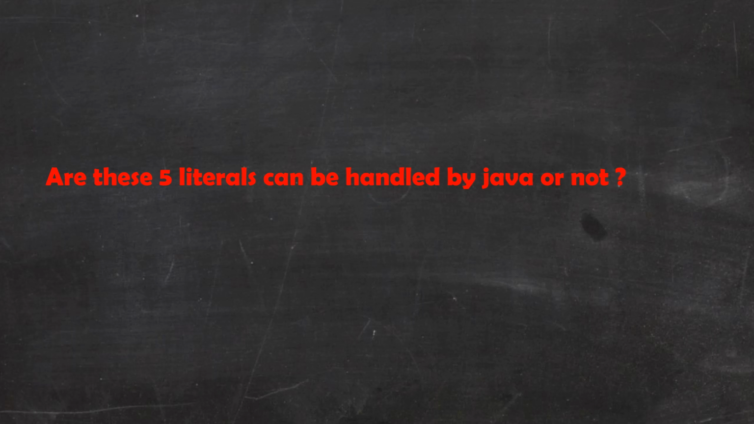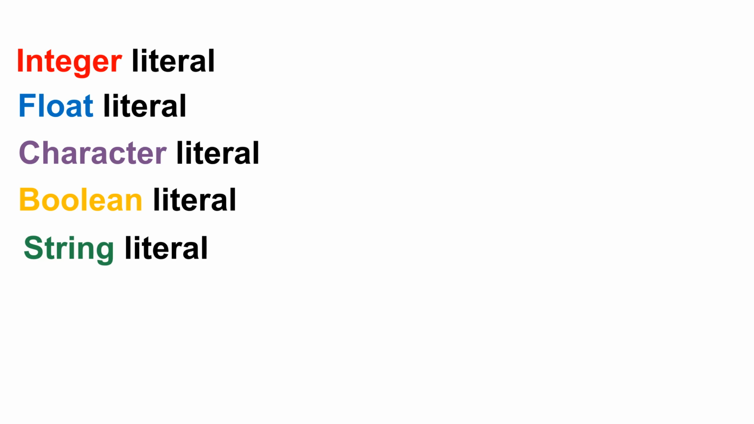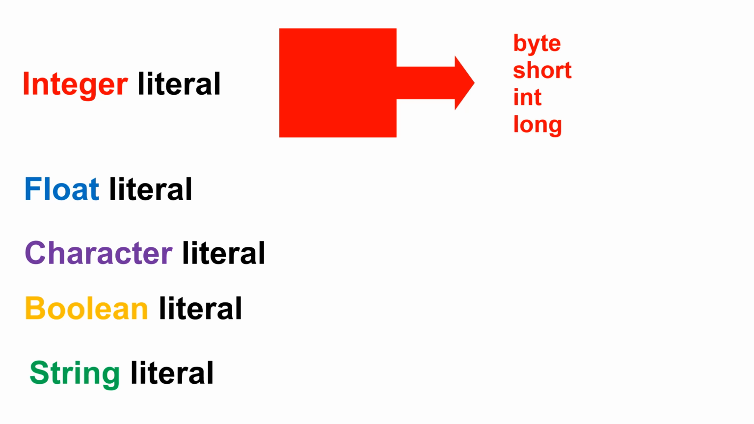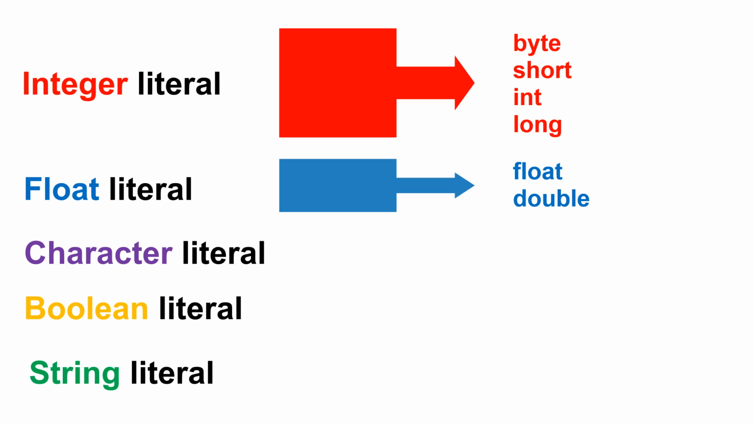Now the question is very simple: can these 5 literals be handled by Java or not? Let's categorize the literals according to the data types. Number 1, integer literal. Integer literals can be stored by using byte, short, int, long data types. When it comes to float literal, the decimal numbers can be stored by using float and double data types.